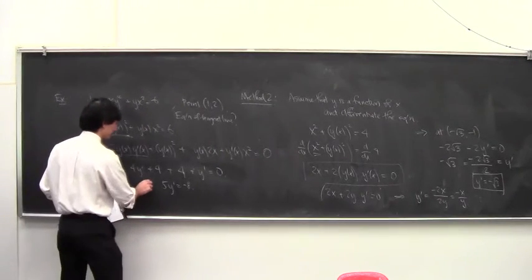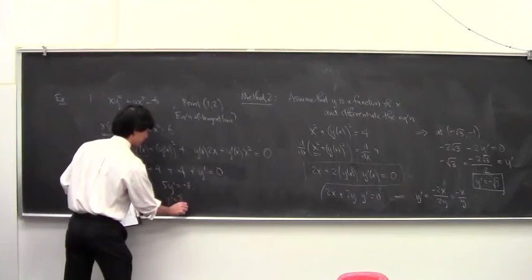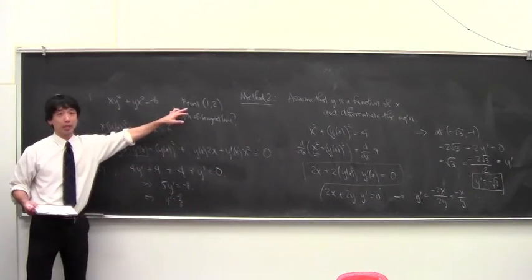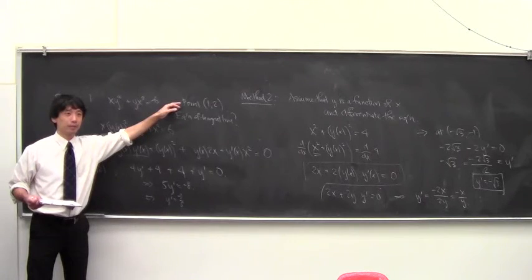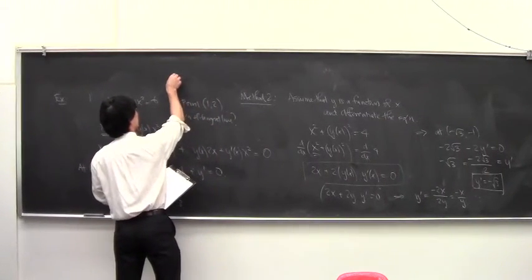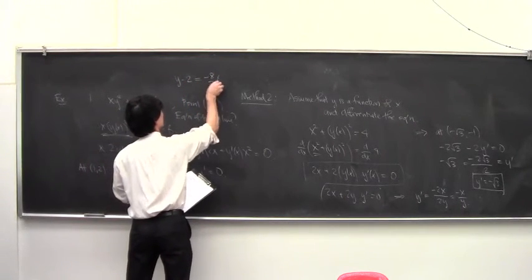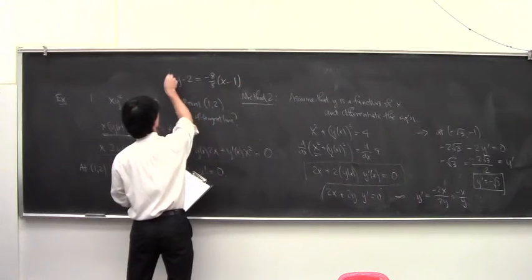And so y prime is negative 8/5, and that, with the point, gives us the equation of the tangent line. Because we have the point, our tangent line is going to be y minus the y coordinate equals negative 8/5 times x minus the x coordinate.